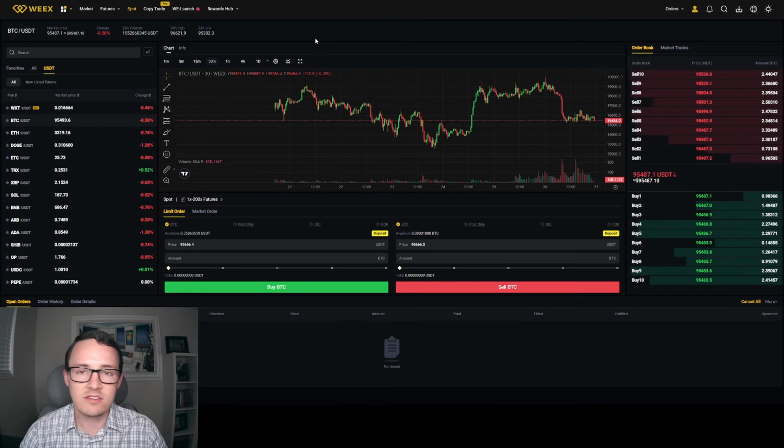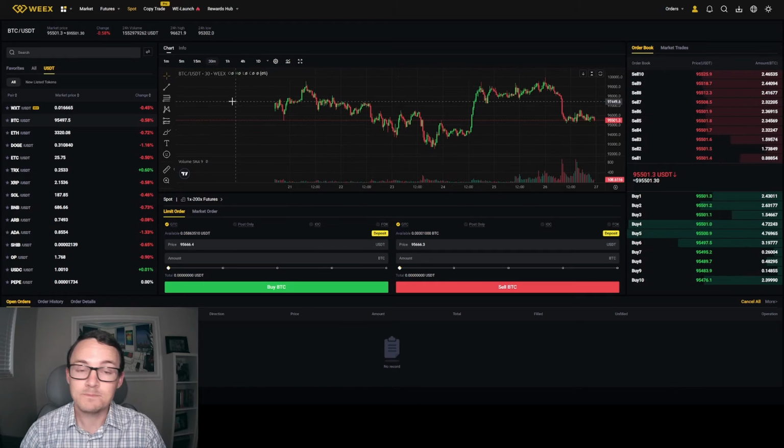So if you're not super into leverage trading, or maybe you're a little bit nervous and don't want to get too deep into it, but you do spot trade like crazy, and essentially you do zero leverage trading, because that's what this would be, you're just trading the asset itself. Weex has a very robust spot exchange.